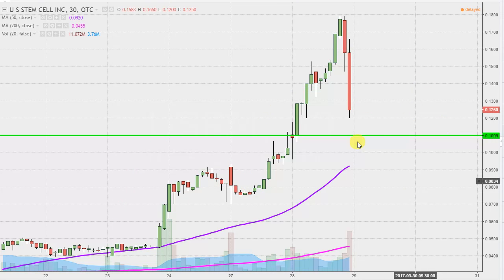Now, if the price cannot hold above 11 cents, the next level to keep an eye on is that purple line there, which is the 50-period simple moving average. As I've said in past videos and will continue to say, as long as the price is above that purple line, bulls are in full control, no questions asked, from the overall perspective of things. So keep an eye on those levels.